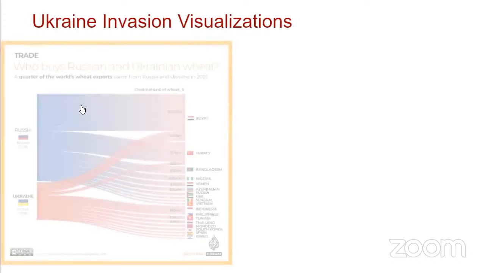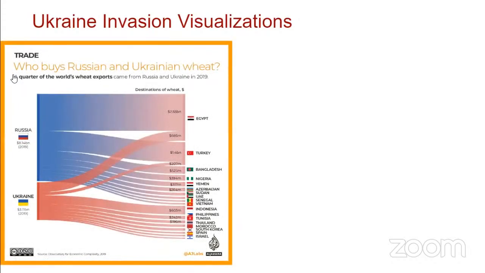So that's why I have designated a specific slide for a specific category for just the Ukraine invasion. So this one is a Sankey diagram, explaining trade. You can actually do this with Flourish. We're going to look at how you can do this. So the trade, who buys Russian and Ukrainian wheat. A quarter of the world's wheat exports come from Russia and Ukraine. So that's just explainer text.